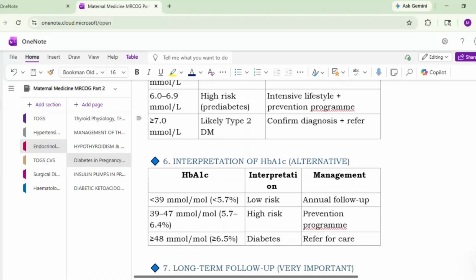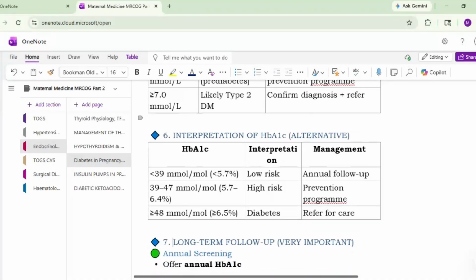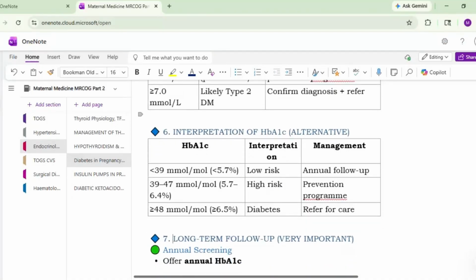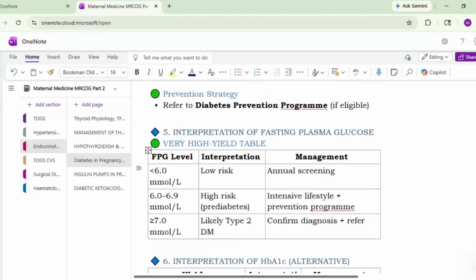Okay. Now, instead of fasting blood glucose, if we have done the HbA1c, then as per the HbA1c, if HbA1c is less than 39 millimoles, then she is low risk. She will go for annual follow-up. If it is between 39 to 47 millimoles, she is high risk. She will be advised prevention program for the diabetes. And if it is more than 48 millimoles, then she is a case of diabetes and she will be referred to the diabetic care. Okay. So both values and their interpretation you remember, because these are the frequently asked questions.